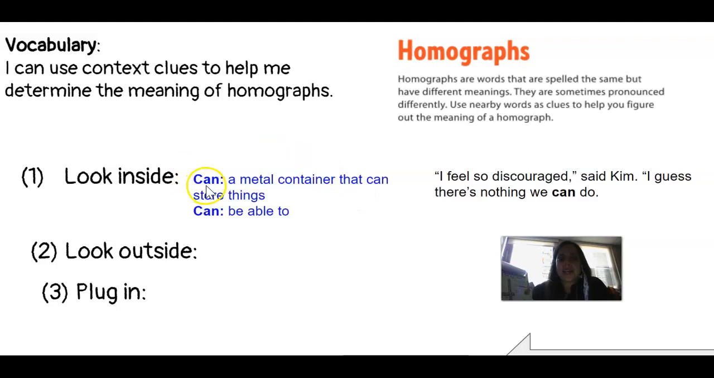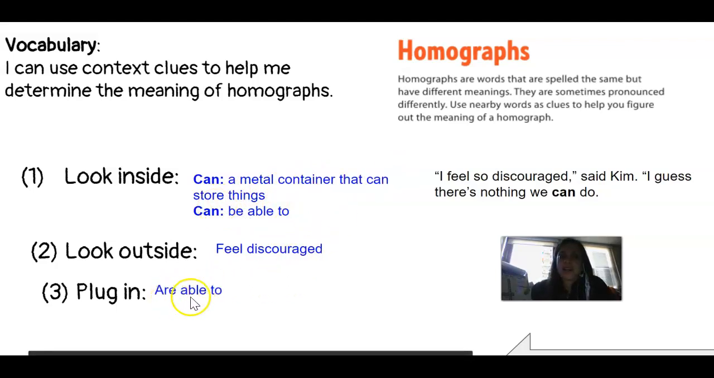So when I look inside, I know two different meanings for the word can. Can be a metal container that can store things, or can could mean to be able to do something. So if I look outside, I see the words feel discouraged. So that tells me that it's not a metal container. It's more connected to being able to do something.